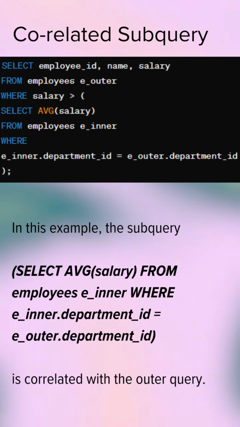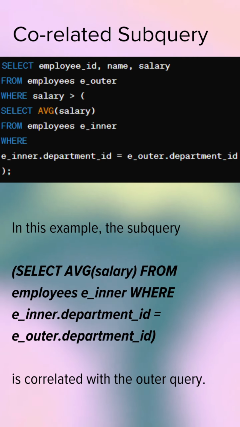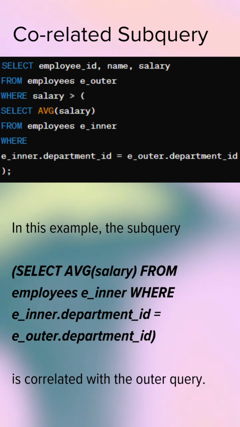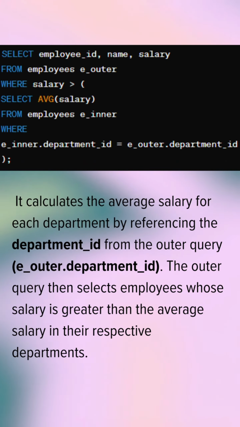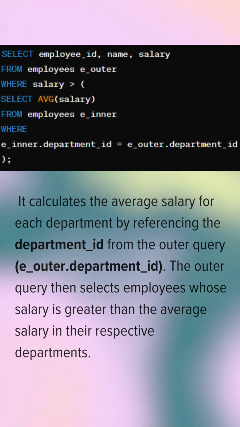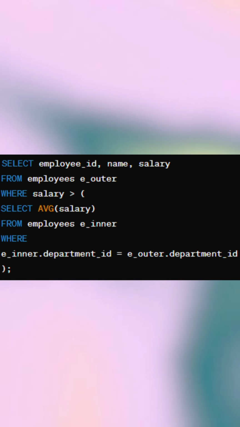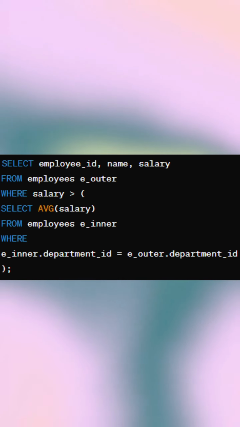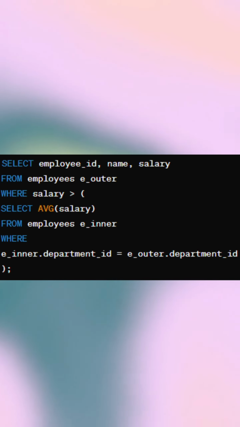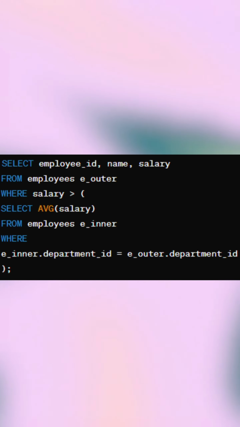Now, in the case of a correlated subquery, that's not going to happen. The subquery part will be connected to the outer query. In this example, we have defined the employee table twice, once as outer and once as inner. As you can see in the picture, in the subquery part, we are comparing the department ID from the outer employee table as well as the inner employee table to get the details of the employees whose salaries are greater than the average salaries in their respective departments.